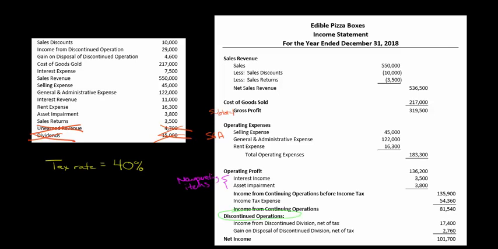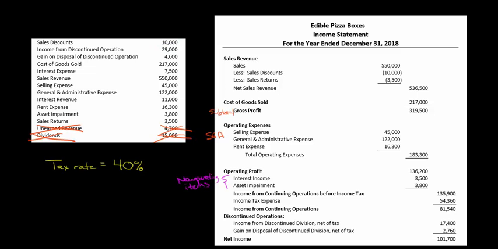So for our discontinued operations, we're always going to have two parts. One is the profit or loss of that division that we sold. Let's say we sold the division that made edible grocery store bags. We sold that off. That was a piece of our business. So that division itself had income or loss, right? And the income was $29,000 from that. So basically the edible grocery bag division had a profit by itself of $29,000.